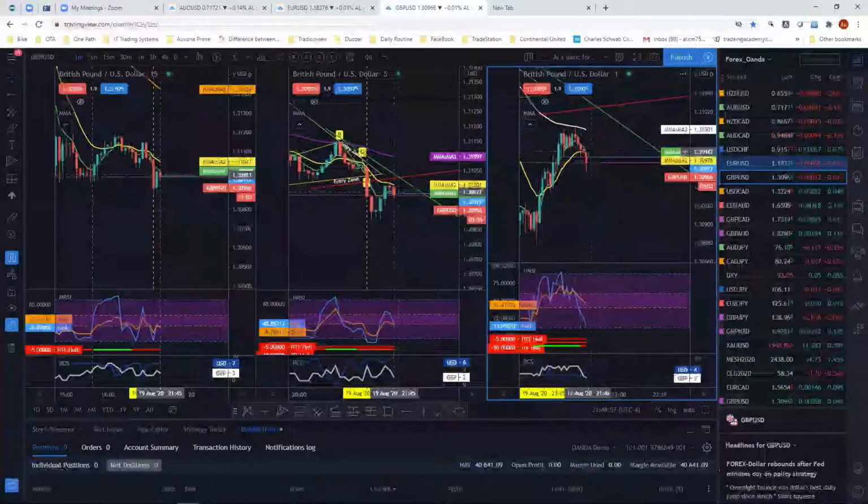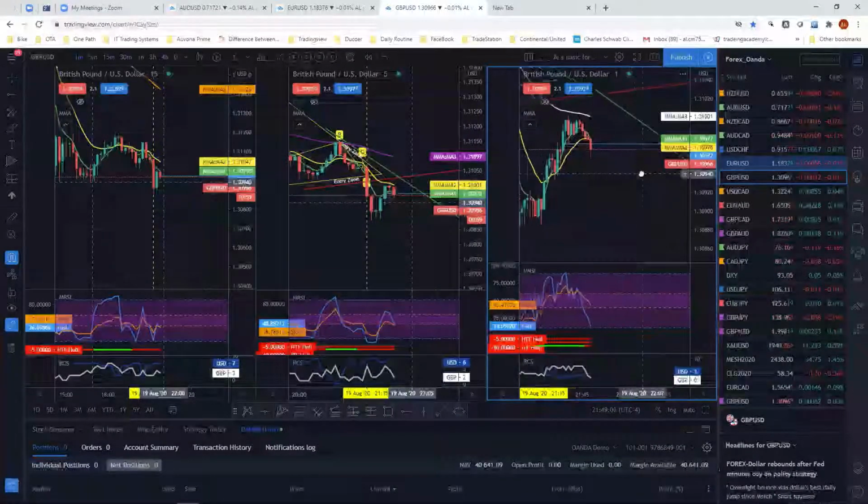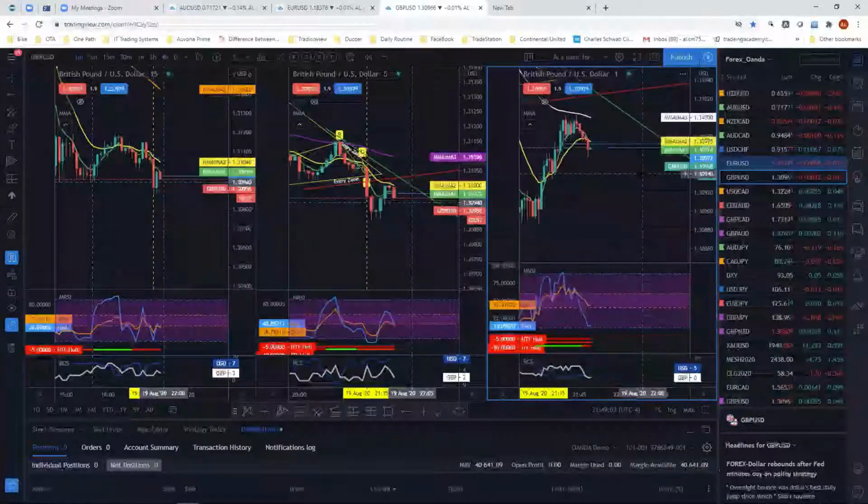If we can get a break over and a close below this blue line, I think we have a shot at taking this thing short.